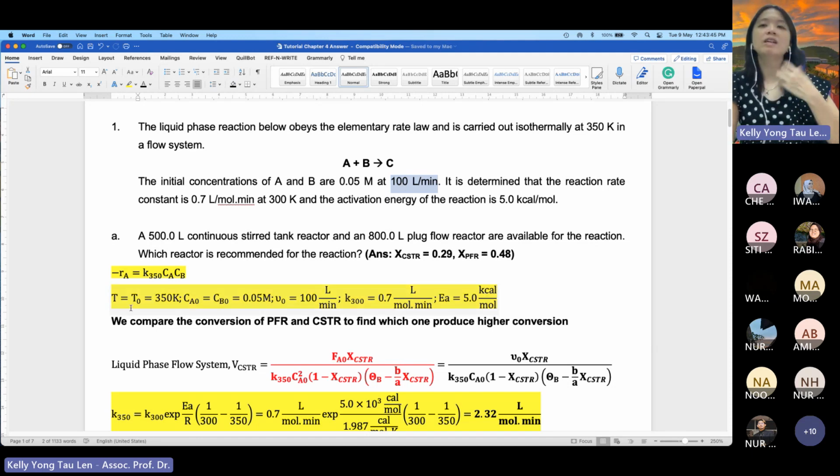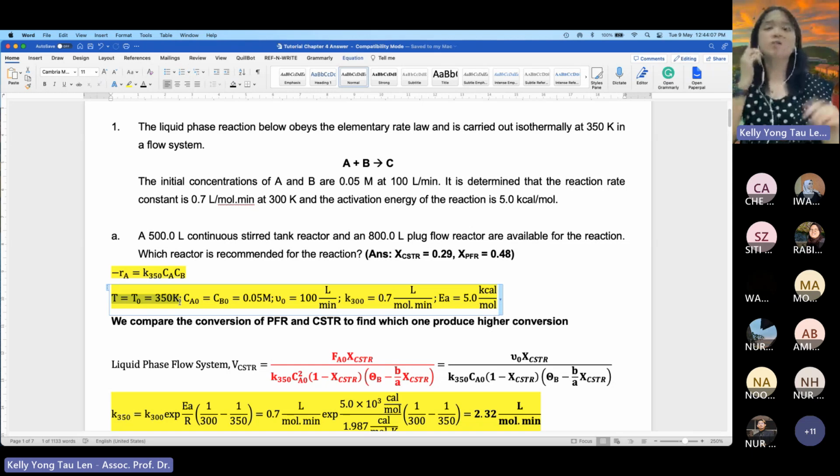So you can write down. Okay, like how I do in this calculation, I write down terus. Okay, CA0 sama dengan CB0 sama dengan 0.05. v0 100 liter per minute. And then they say isothermally at 350 Kelvin. So I will write down, okay, temperature outlet equals to inlet, initial temperature equals to 350 Kelvin. So you just write down first all the information. So why T equals to T0? Because this is isothermal, no change in temperature. So T equals to T0 equals to 350. Right, so that's so far.